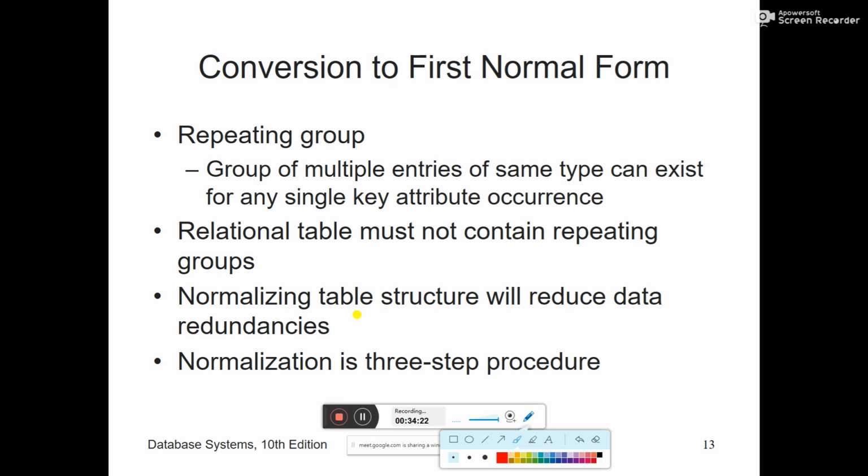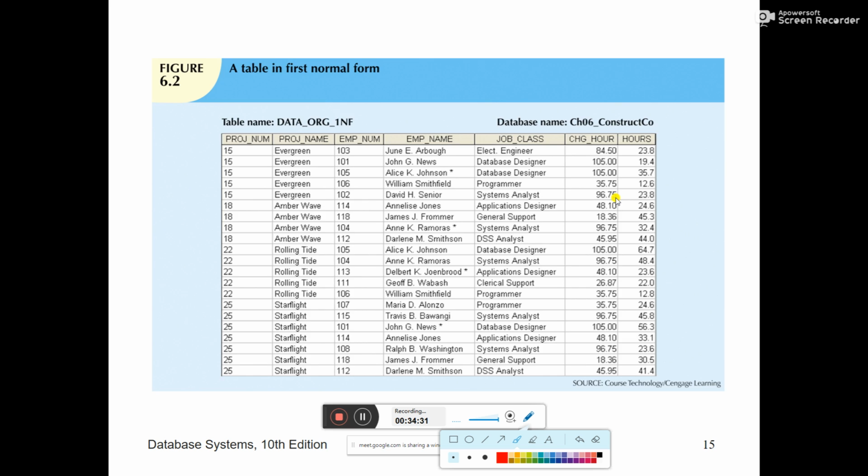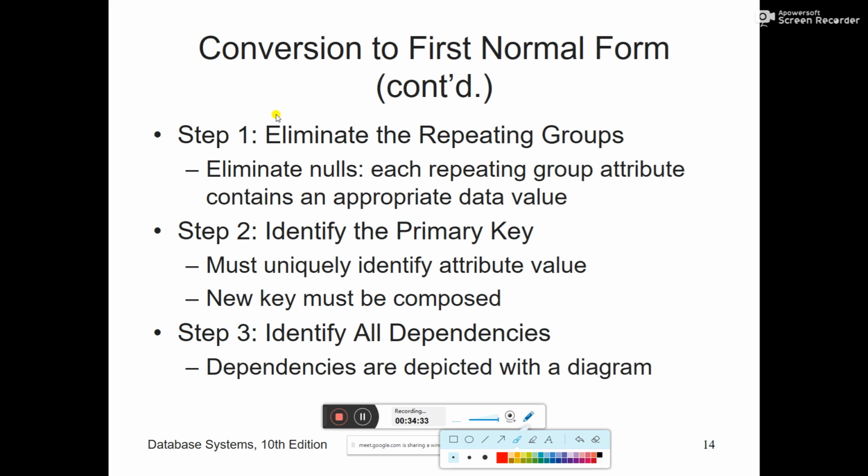So there is a 3-step procedure in normalization. Step 1, eliminate the repeating group, and if you have any nulls, those should also be eliminated. Second step, when you are converting to first normal form, you have to find out the primary key of the table. You know what we mean by primary key? The primary key must uniquely identify attribute values, and that key can be a composite key as well. So our new key must be composed.